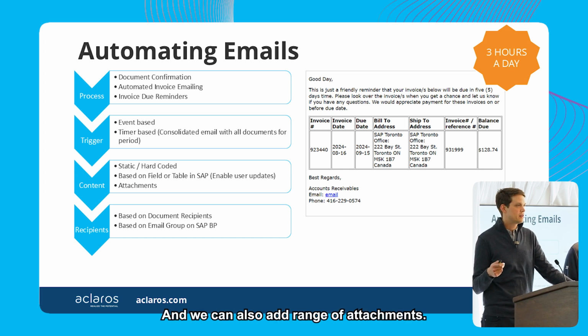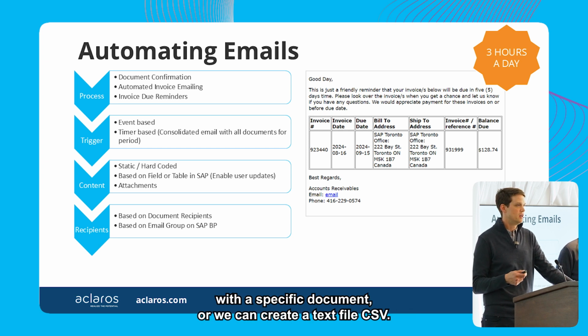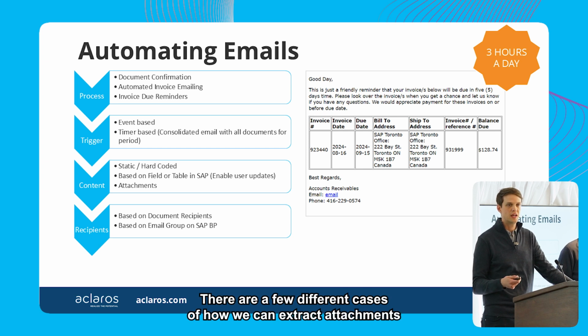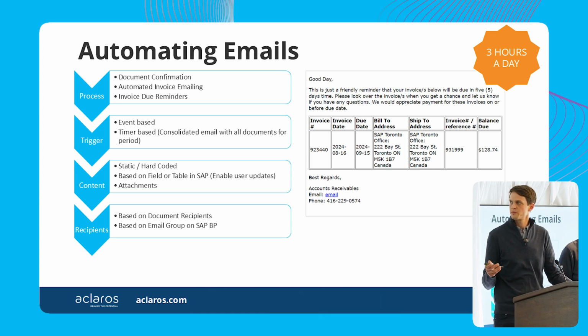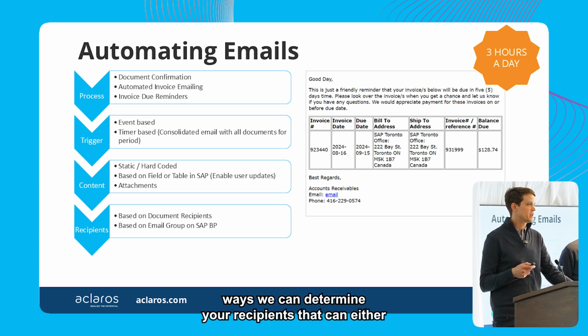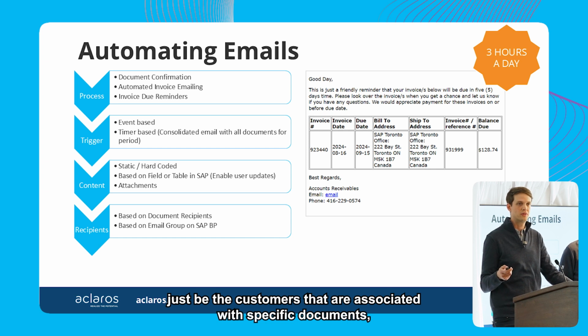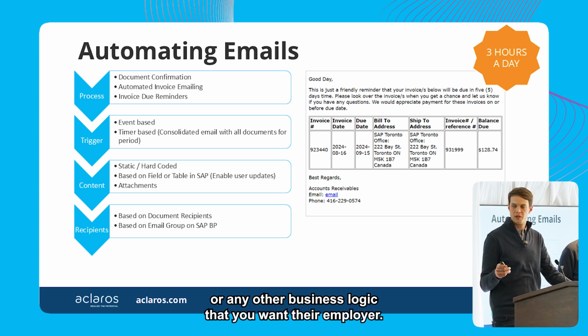And we can also add a range of attachments. So this can be either the Crystal Reports PDF that is associated with a specific document, or we can create a text file, CSV. There are a few different cases of how we can extract attachments and then add that to emails as well. And then your recipients, there's a few different ways where we can determine your recipients. That can either just be the customers that are associated with a specific document or any other business logic that you want to employ.